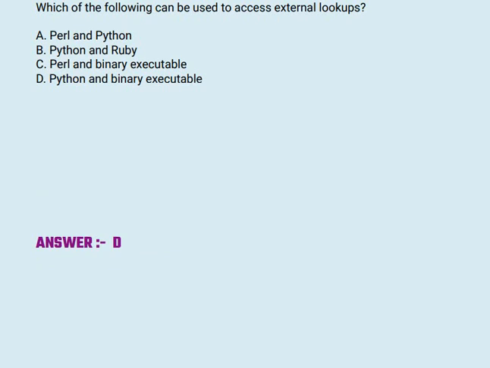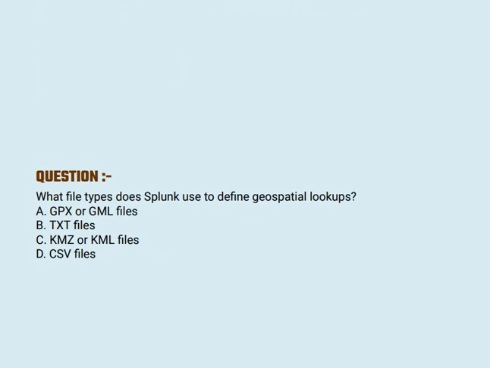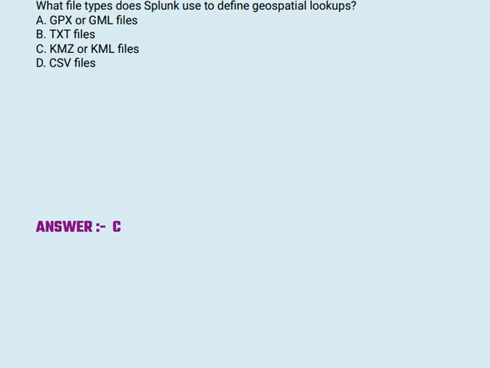Next question is, what file types does Splunk use to define geospatial lookups? Option A, GPX or GML files. Option B, TXT files. Option C, KMZ or KML files. And option D, CSV files. The correct answer is option C.